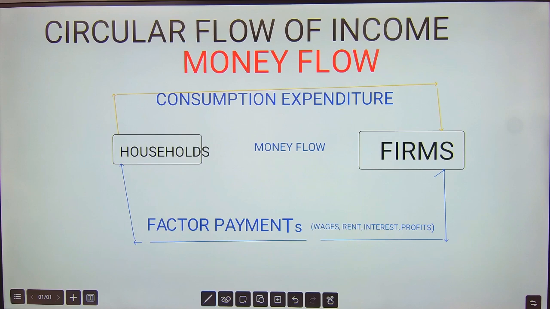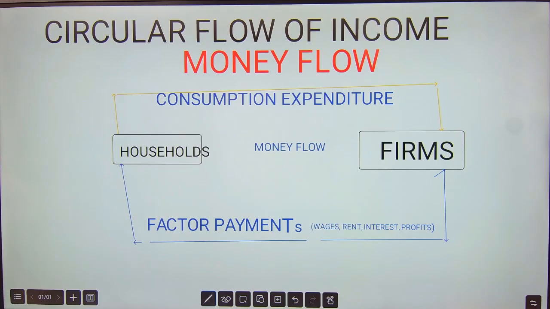Households are the owners of four factors of production: land, labor, capital, and entrepreneurship. They provide these factor services to the firms. And firms, in return, pay the households factor payments: rent to land, wages and salaries to labor, interest to capital, and profits to entrepreneurship. You can see the arrows here from firms to households as factor payments. That means the money flow is taking place from firms to households.